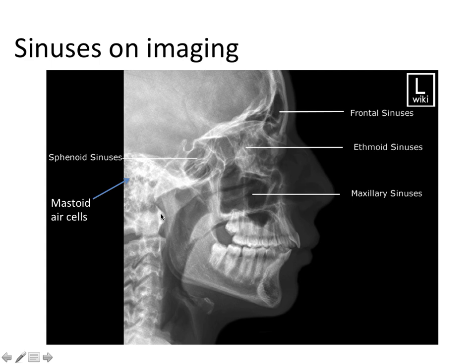So you can see that they are going to actually overlie the atlanto-occipital joint here. So that's the mastoid air cells.